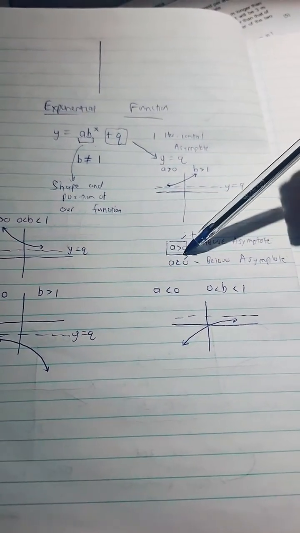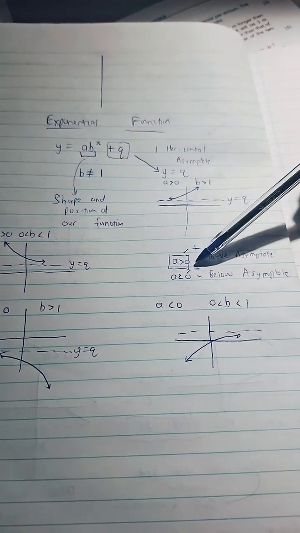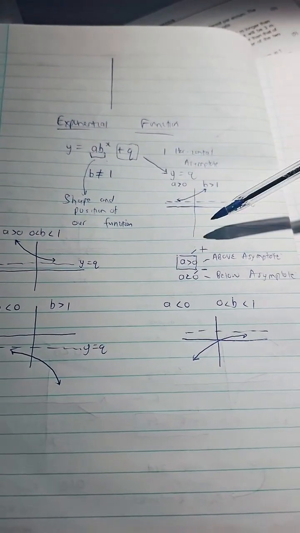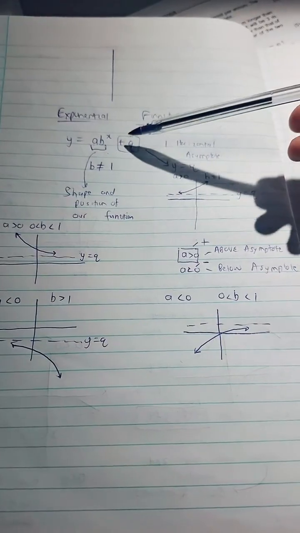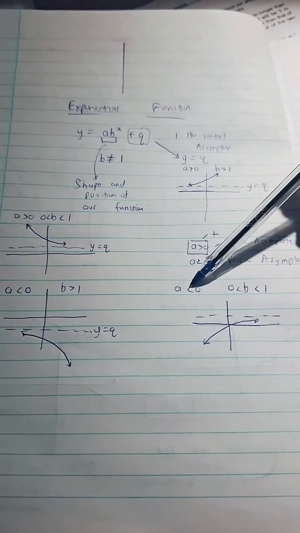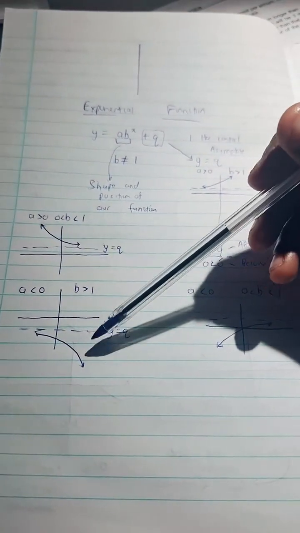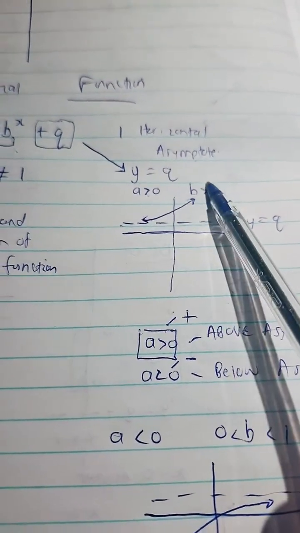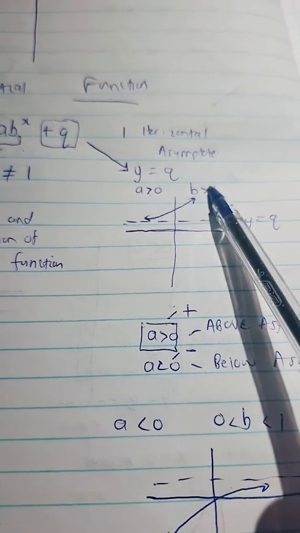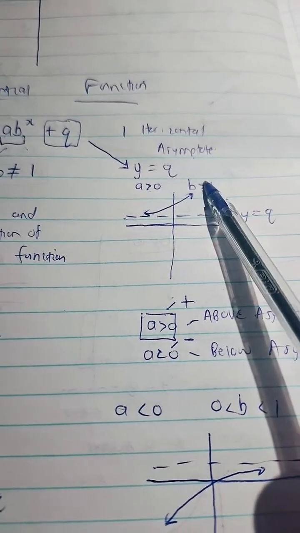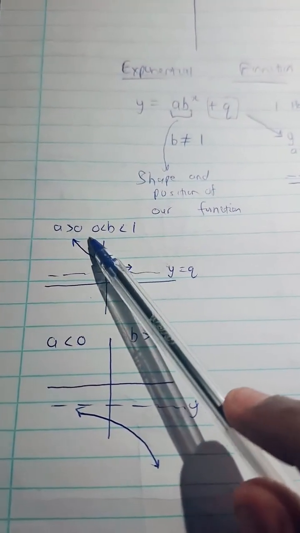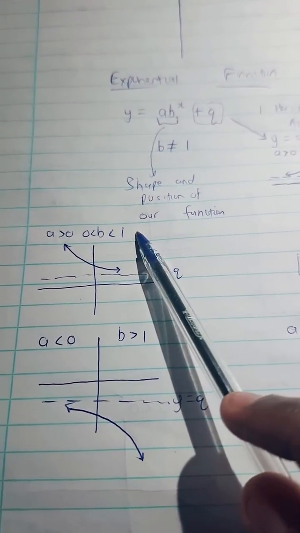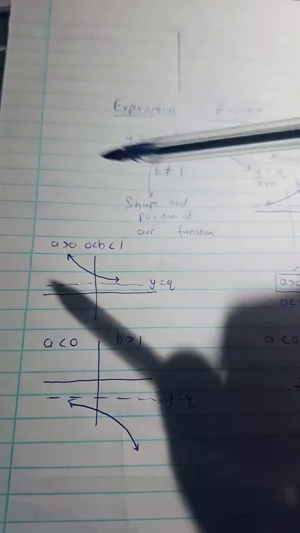So when a is greater than 0, guys, for an exponential function, we are saying the function is always situated above the asymptote. But when a is less than 0, the function is situated below the asymptote. If the combination is a greater than 0 and b greater than 1, that means the function is increasing above the asymptote.